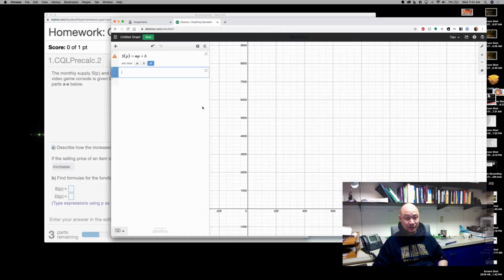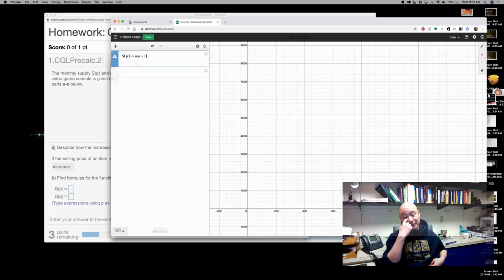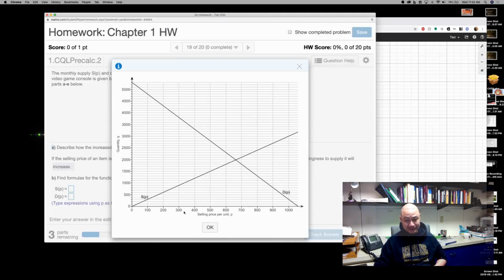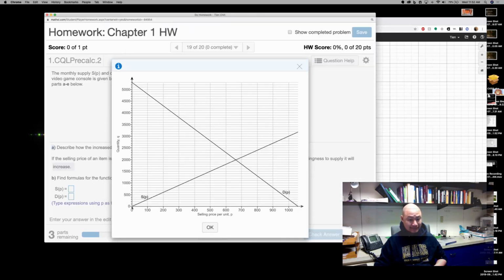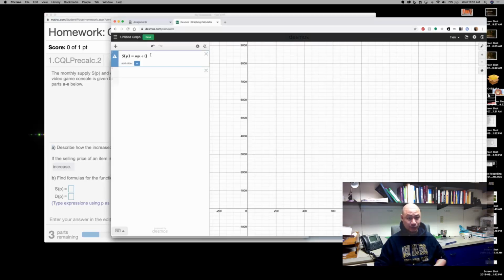So that tells us that the intercept here is 0. Another way we could think about this is when your price is 0, whatever your slope is, M times 0 is 0 plus B, and that B has to be 0 in order for the S of P to be 0. So in any case, the y-intercept is 0.